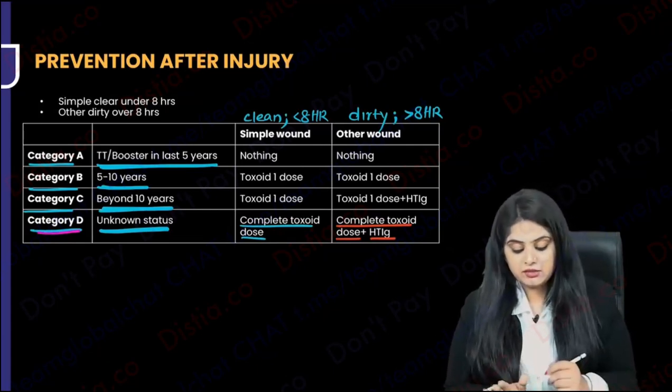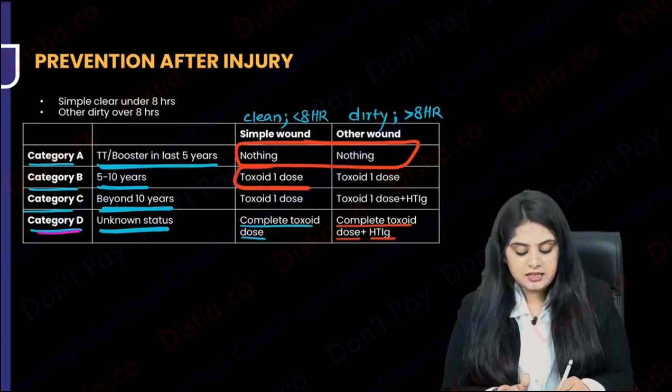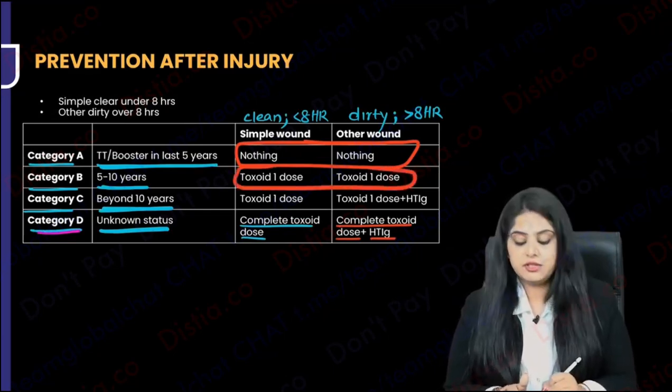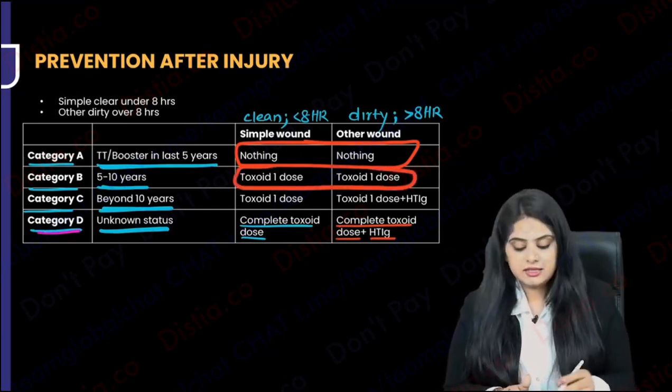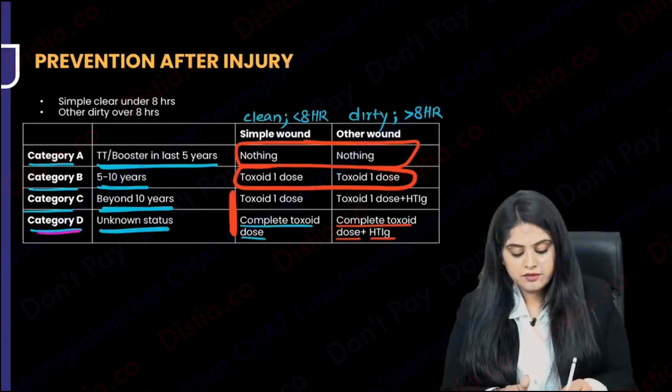तो कैसे याद करें? Now simple. First, figure out that पहली category में तो दोनों ways में कुछ नहीं करना. Second category में दोनों ways में 1 dose you are gonna give. The third and fourth category, if they are simple, you are gonna give simple.